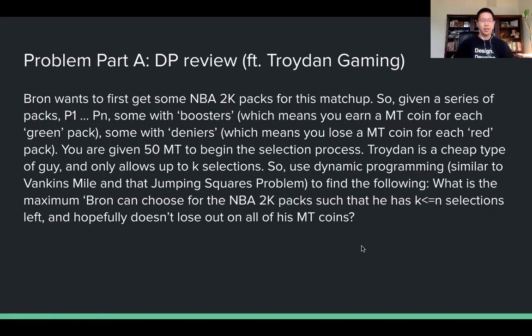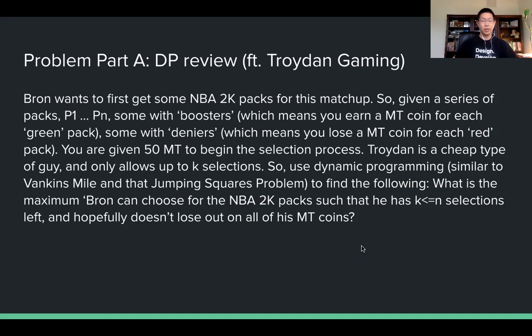Bron wants to first get some NBA 2K packs for his matchup. So given a series of packs, P1 to PN with some boosters, which means you earn an MT coin for each green pack, some deniers, which means you lose MT coin for each red pack. You give it 50 MT to begin the selection process. Troyden is a pretty cheap type of guy and only allows it up to K selections.